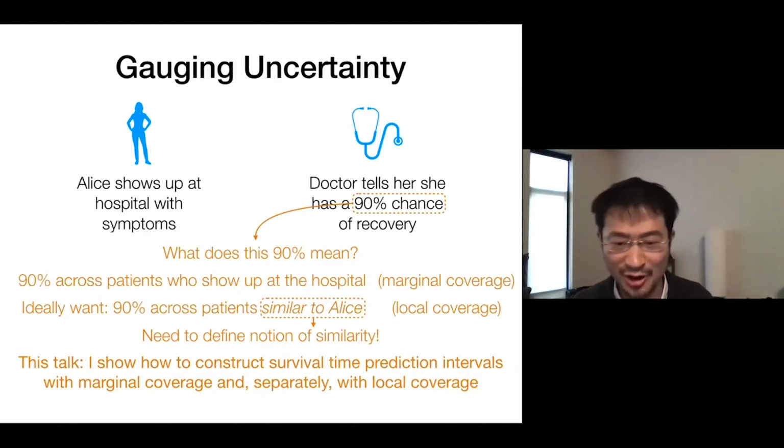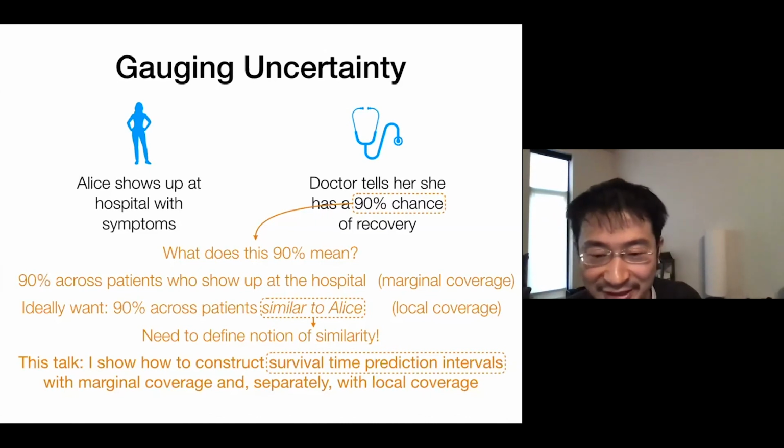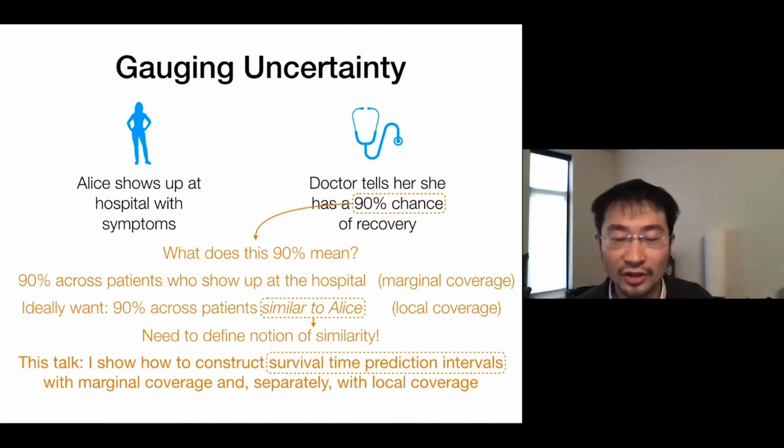Because this talk is going to be a bit dense in material, for simplicity, before getting to that, one thing I'll say is, what are these prediction intervals? Up here, I say 90% chance of recovery. That's a binary outcome, that would be something like classification. We're looking at something that's predicting a survival time. So, it's a continuous quantity.